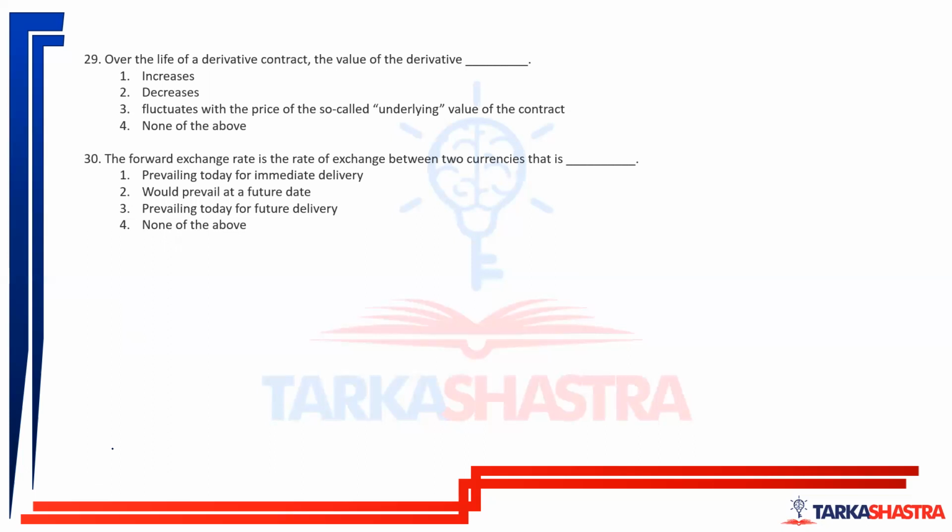Over the life of a derivative contract, the value of the derivative fluctuates with the price of the so-called underlying value of the contract. The forward exchange rate is the rate of exchange between two currencies that is prevailing today for future delivery. So that is your answer. Forward exchange rate is like futures. You will take delivery in the future, but fix the price today.